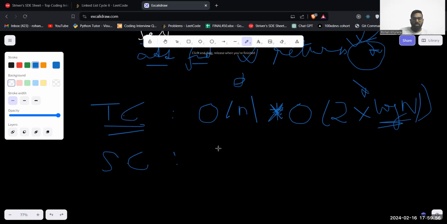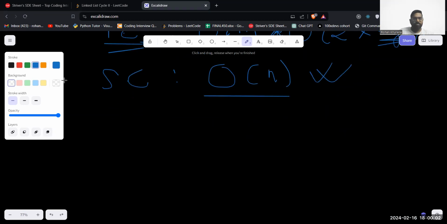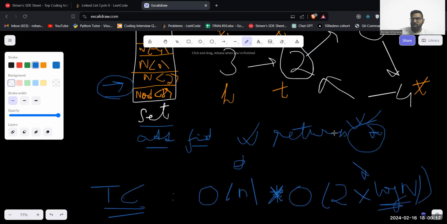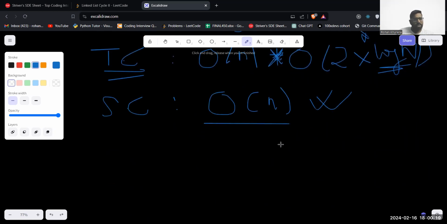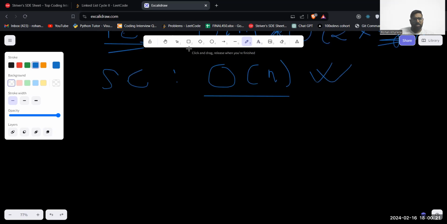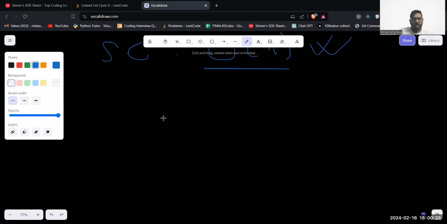Cool. So now space complexity, obviously, we are using an extra space. We are saving all the nodes, so O of n. Cool. Great. Now, the interviewer might say, hey, I don't want you to use any extra space. You are using extra space, that is fine, but I don't want you to do that. I want you to just find it using the linked list only. Cool, cool. We can do that. Okay, let's make another list.